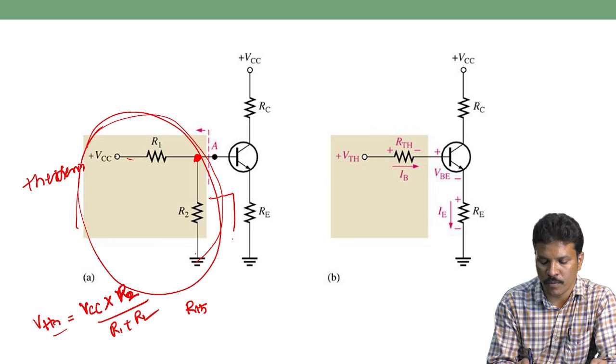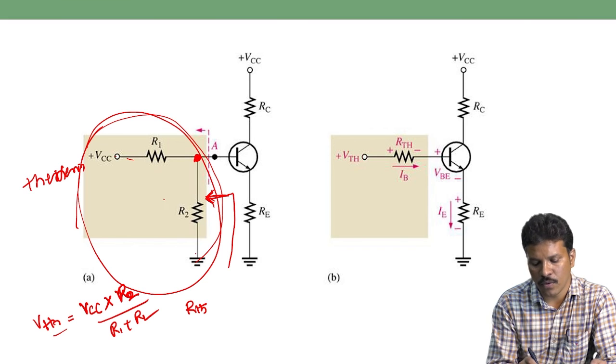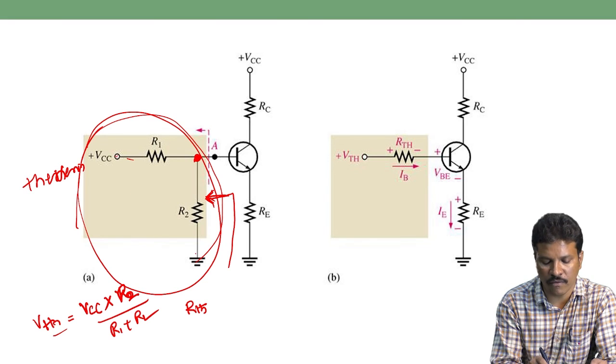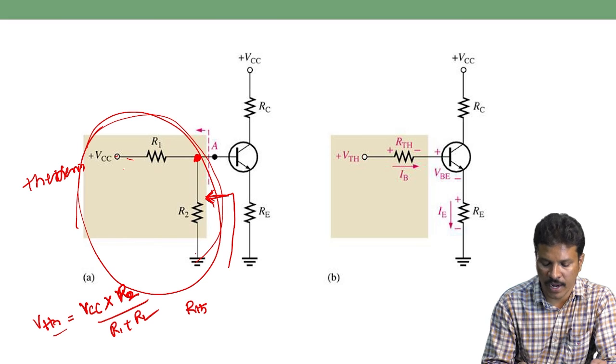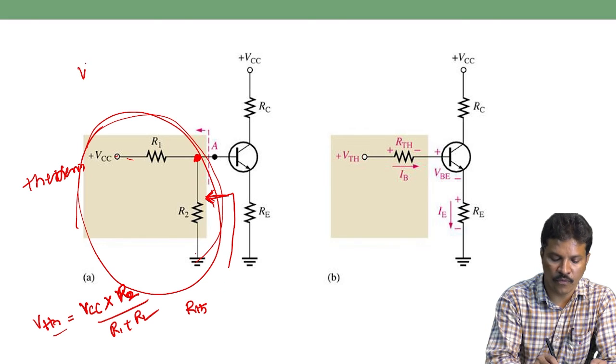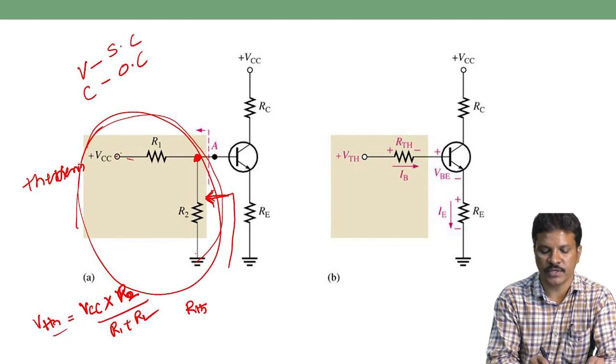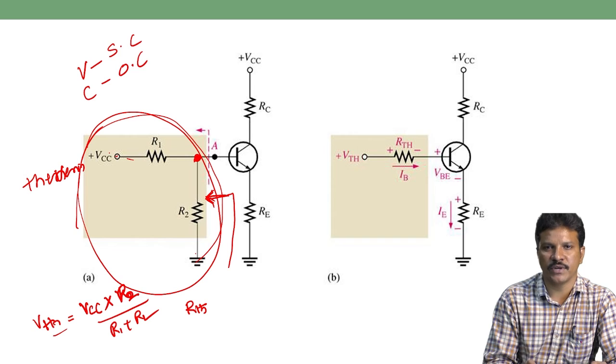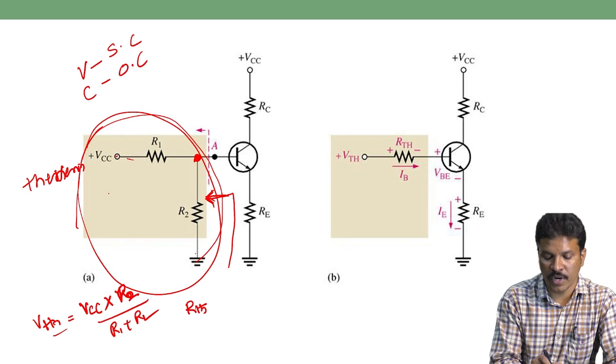If we want to measure looking into this Thevenin's network, we provide a short circuit for the voltage source VCC and an open circuit for the current source. If it is a current source, open circuit. If it is a voltage source, short circuit. Short circuit means we are providing ground, so both are connected to the same point, so short.